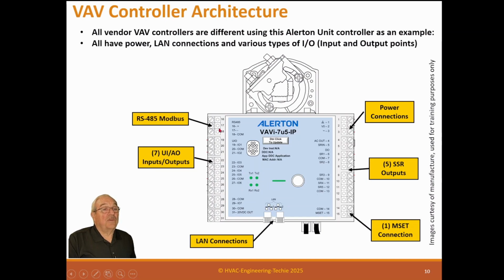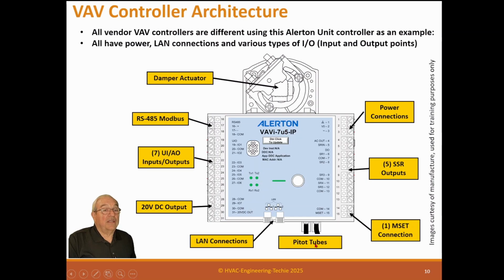Then the RS-485 Modbus, in case you need a Modbus connection. 24-volt DC output and damper actuator. And these are the pitot tubes for the velocity sensor on the VAV box. So almost all manufacturers have a VAV box actuator like this that allows for pretty simple installation in the field.